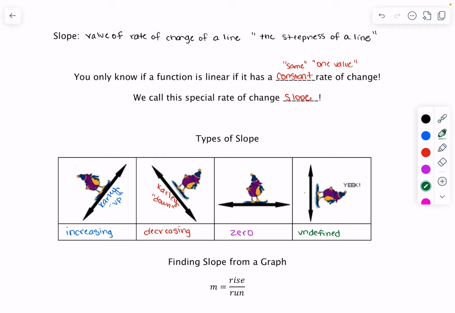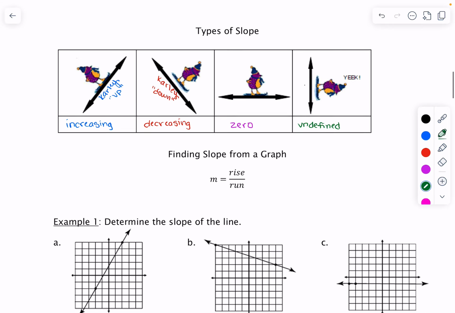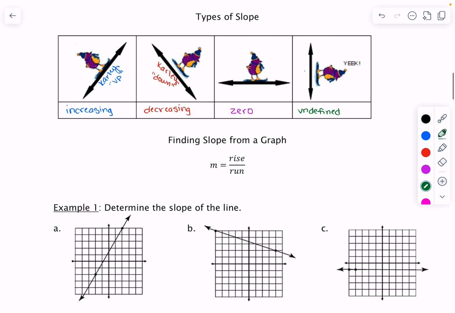So if I were to ask you the question, is this slope positive, negative, 0, undefined, you should be able to look at the slope and tell me that. Okay, so we're going to take a look at some graphs. And we're going to be able to find slope from a graph. The value of the slope, so finding the slope's value from the graph and determining whether it's positive, negative, 0, or undefined.